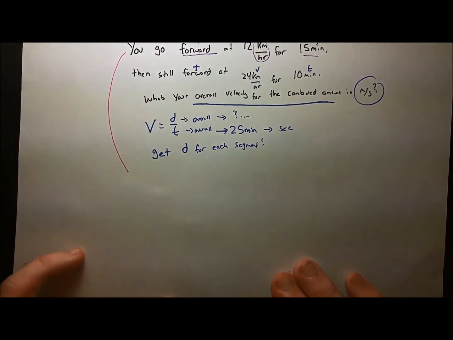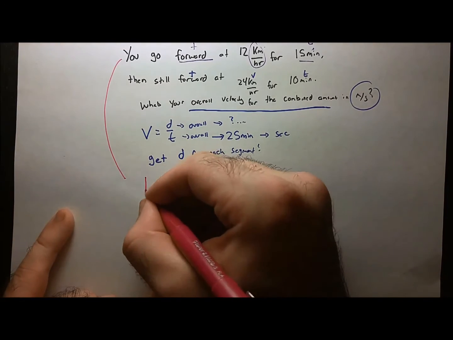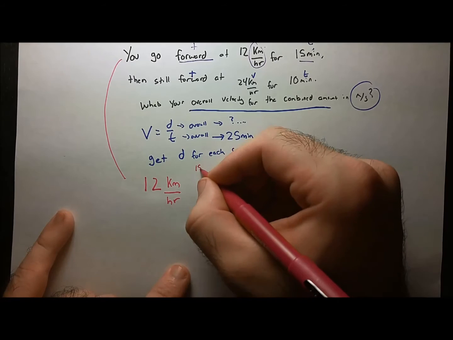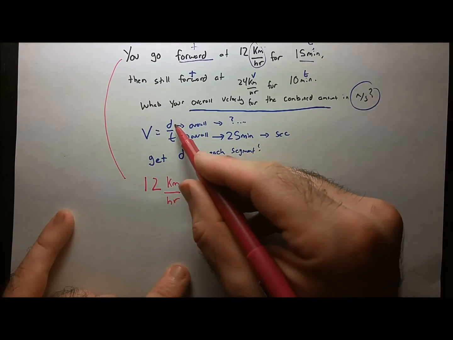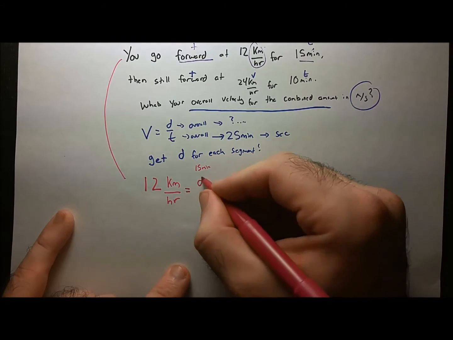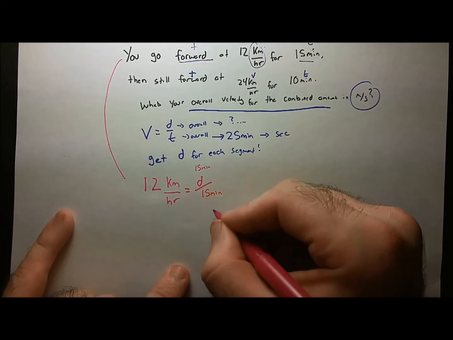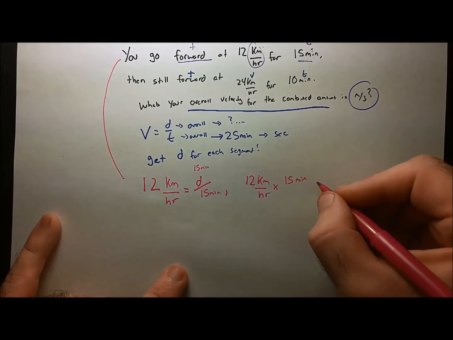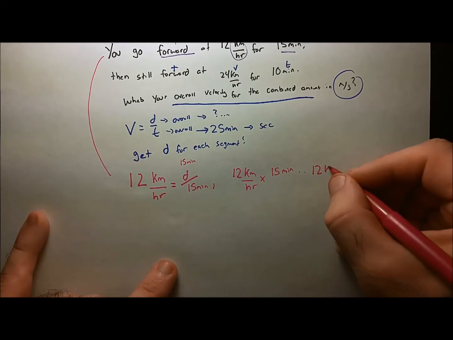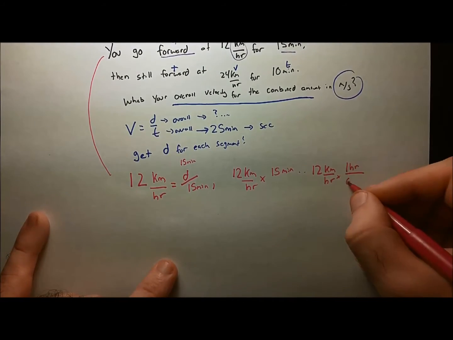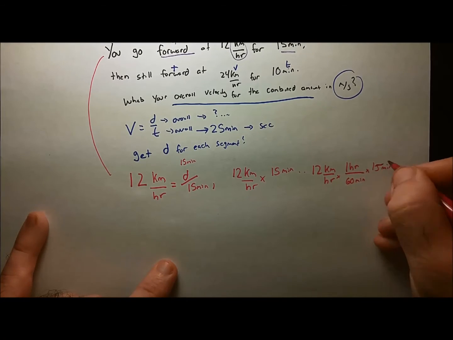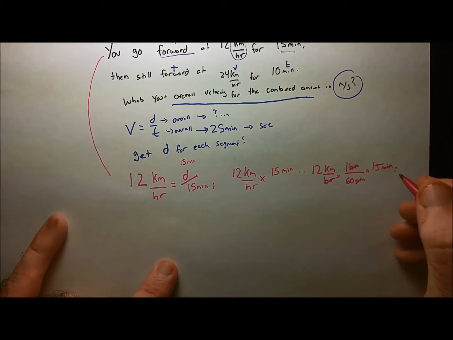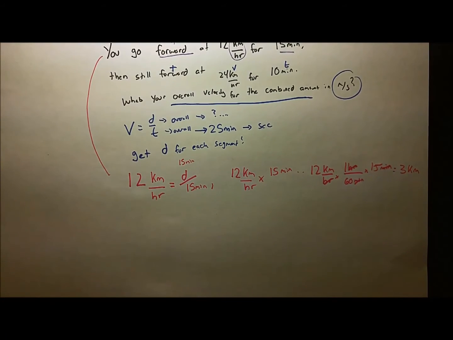So velocity for the first segment is 12 kilometers per hour, which equals displacement, which I don't know, so I'm going to put down d, over the time of 15 minutes. Now to solve for d, I multiply both sides by 15 minutes. But you see, I can't just multiply kilometers per hour times 15 minutes. They're different units. So watch what I'm going to do here. I'm going to turn the hours on the bottom into minutes and then multiply by 15 minutes. You're going to see the hours cancel, the minutes cancel, and we're just left with kilometers. If you do the math, you get 3 kilometers. Cool, that's the displacement for the first segment.